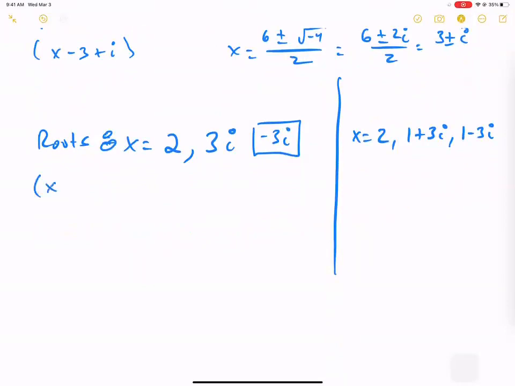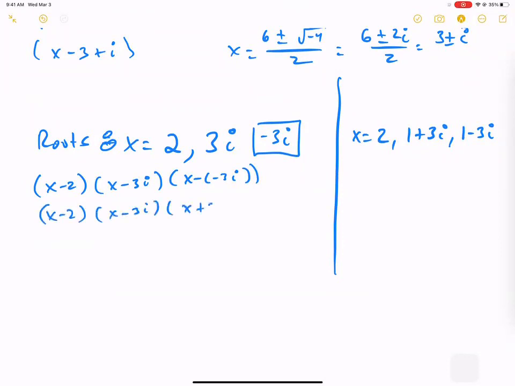So our factors are going to be x minus 2, x minus 3i, and x minus negative 3i. Folks, what's a negative negative? You could have just skipped it and told me it was going to be a plus 3i, okay? Because this is the easy one. But on the right side here, we have to write x minus 1 plus 3i and x minus parentheses 1 minus 3i. So just be aware of how they're treated. We're always saying x minus for a factor.